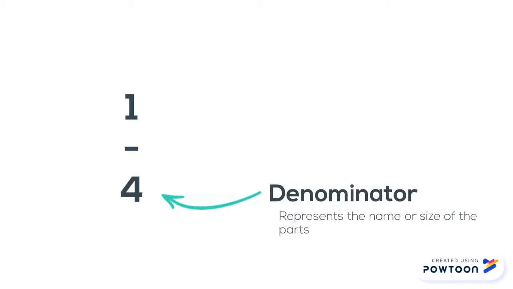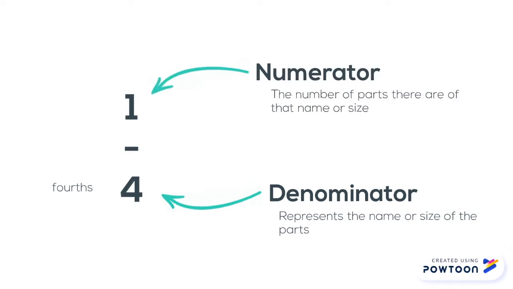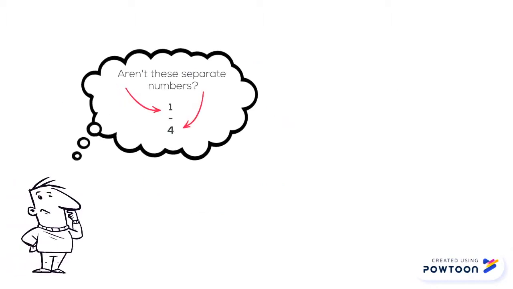Let's begin by looking at what the numerator and the denominator of a fraction is. The denominator is a number on the bottom, and it represents the name or size of the parts. So in this case, we know we will be working with fourths. The numerator is the number of parts there are of that name or size. In this example, 1/4 is represented. Aren't these separate numbers?